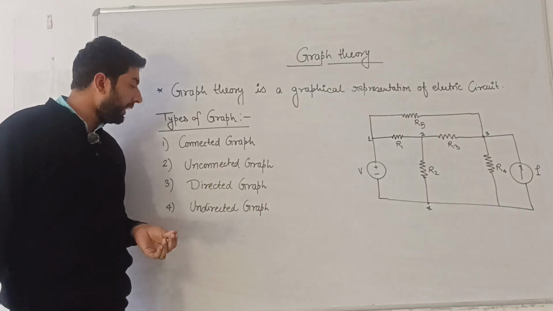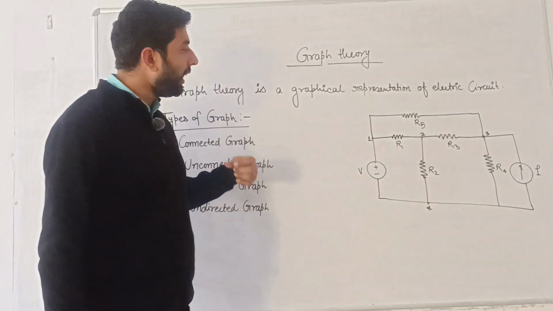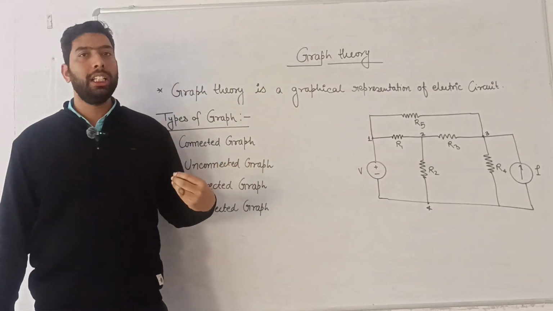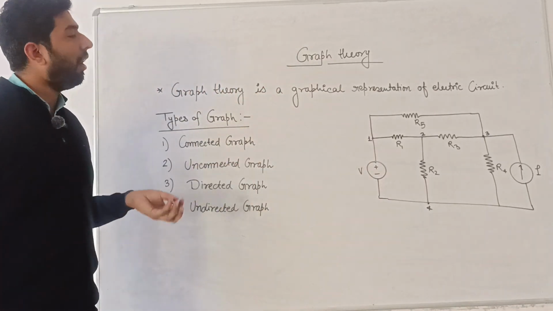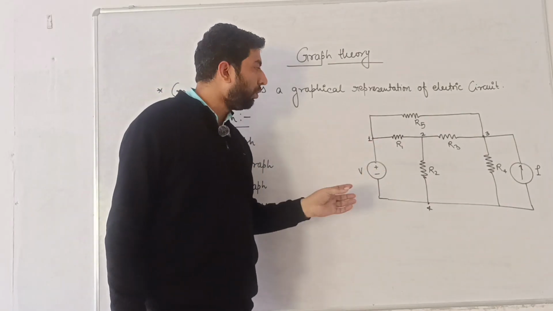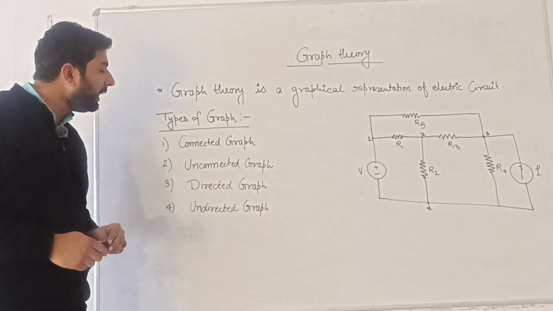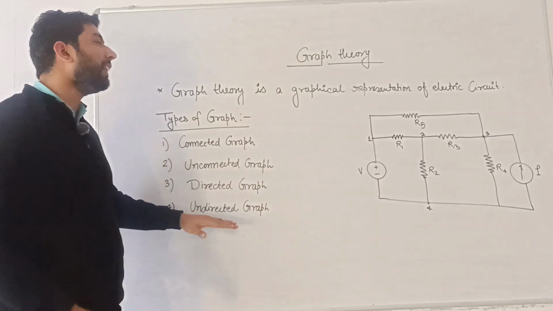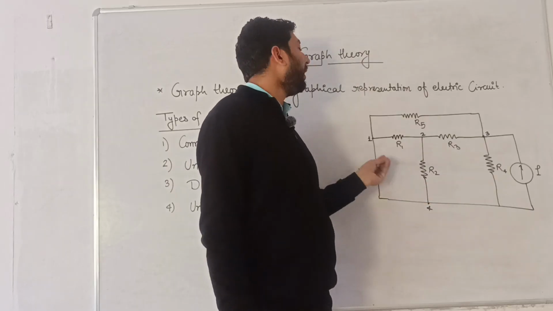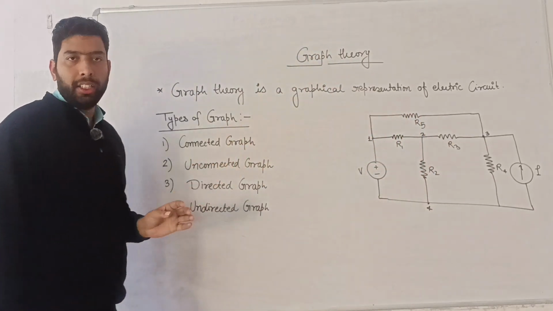Third one is a directed graph. In this type of graph, we are taking a direction of a current, which is taken as an arrow, or transfer of energy of voltage and current source into a circuit. Fourth one is an undirected graph. In this graph, we are not showing any type of arrow or transfer of energy in an electrical circuit.